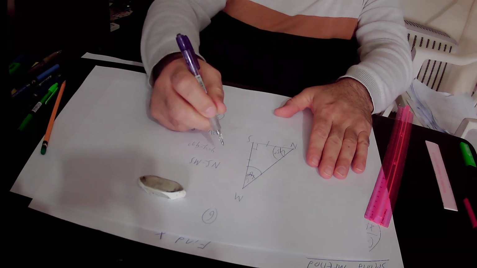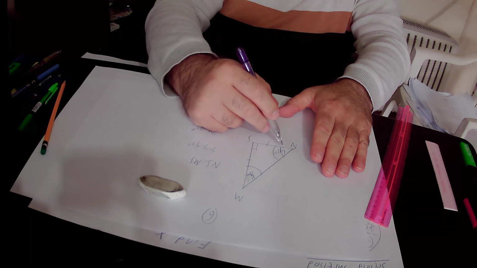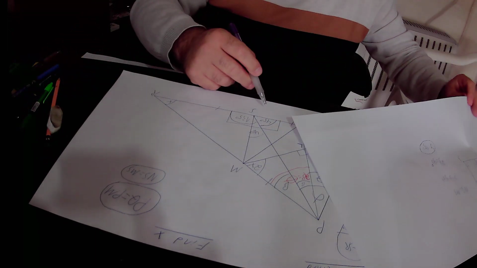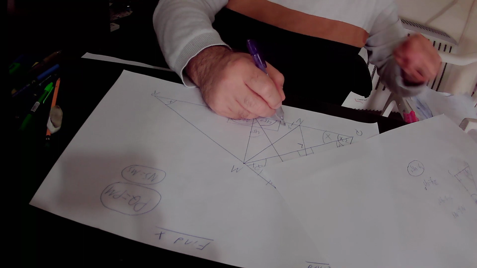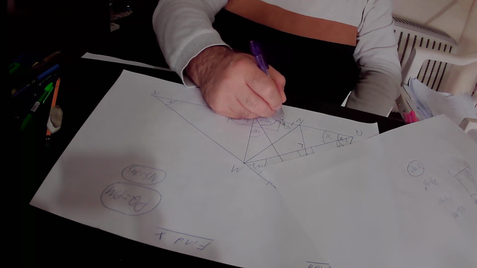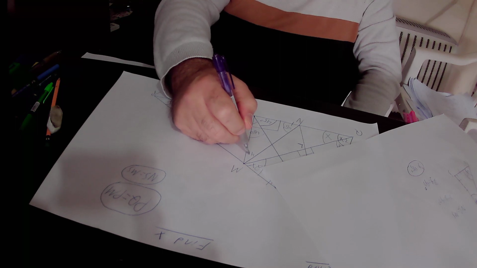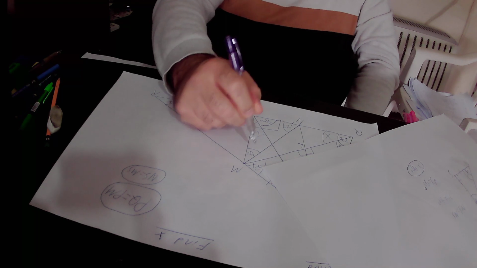So actually angle SMN equals 45 degrees. Here angle SMN equals 45 degrees. And this angle also equals 45 degrees, according to what we found in this triangle.